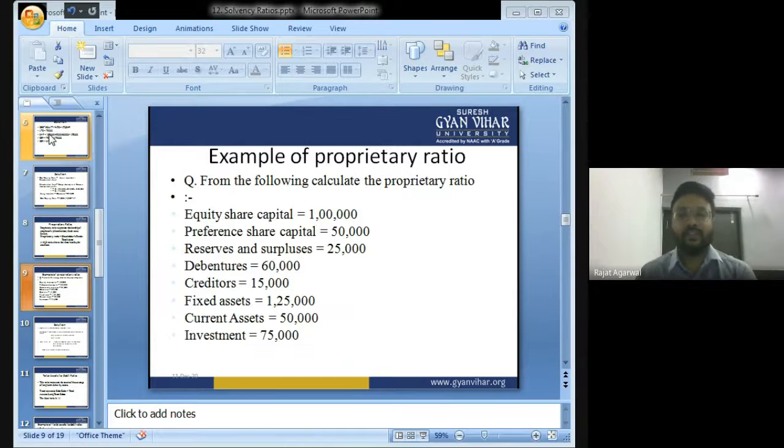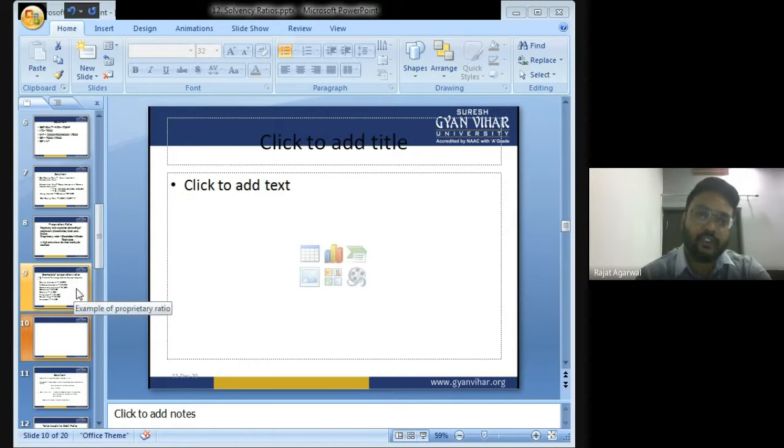Chaliye. Let's do one illustration. Following is the example of proprietary ratio. You have to calculate proprietary ratio. Equity share capital 1 lakh. Preference share capital 50,000. Reserve and surplus 25,000. Debentures 60,000. Creditors 15,000. Fixed asset 1,25,000. Current asset 50,000. Investment 75,000. Let's start the solution.